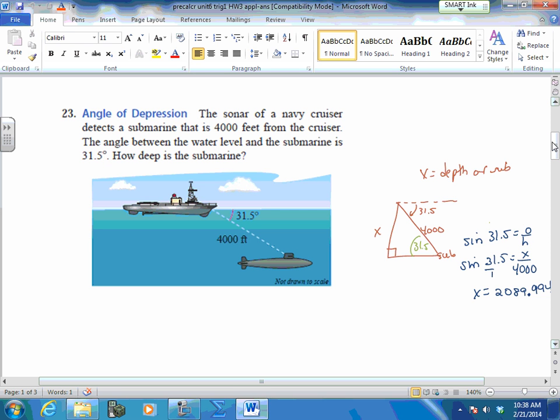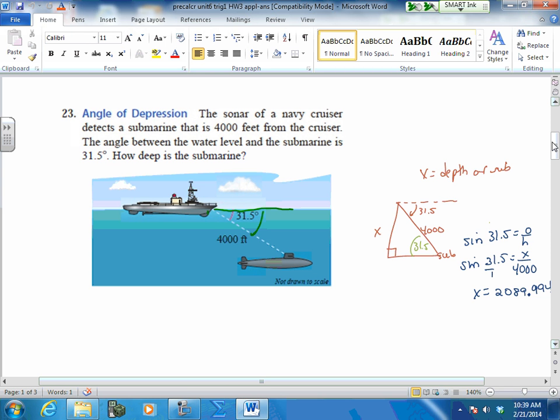Here's an angle of depression. The sonar of a Navy cruiser detects a submarine that is 4,000 feet from the cruiser. Now look where the 4,000 is. He's not directly under, he's diagonal. So here's the 4,000 feet on a diagonal. The angle between the water level, here's your water level, and the line of sight for the submarine is an angle of depression. When you move your eyes down, you're in depression.